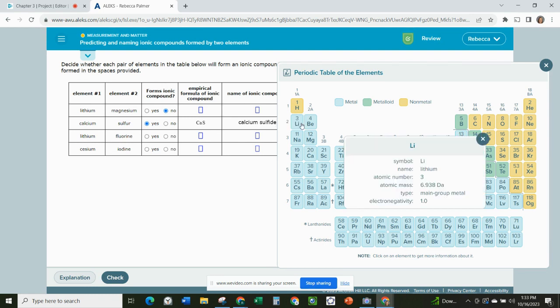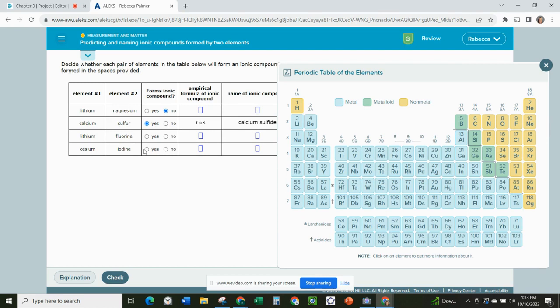All right, the next one, we have lithium and fluorine. So lithium is here. Lithium is a metal. Fluorine is a nonmetal. So we have a metal and a nonmetal. Yes, those will form an ionic compound. So what we're going to do is write down lithium and fluorine, and we need to figure out the charges. So lithium is here. All the metals here form a +1 charge, so lithium is +1.